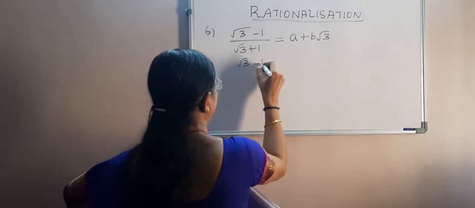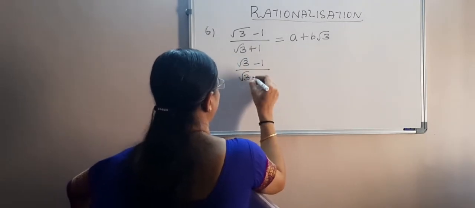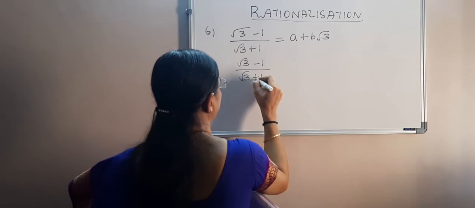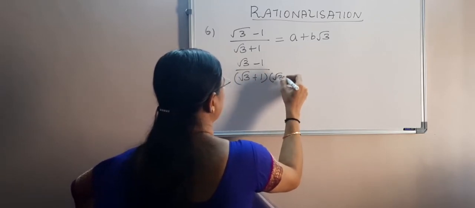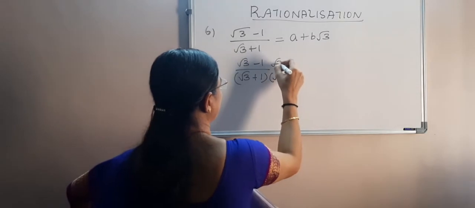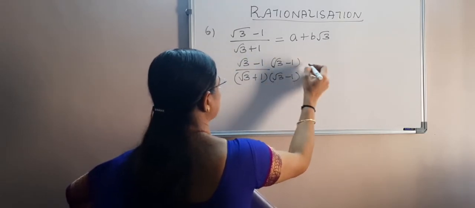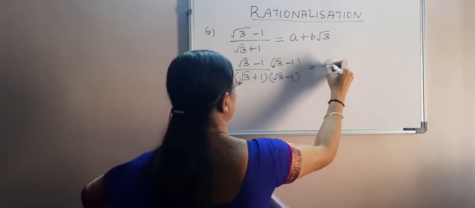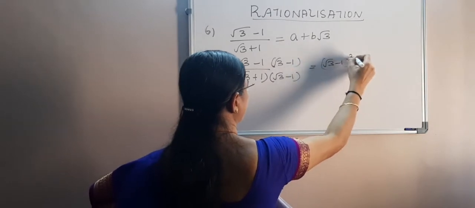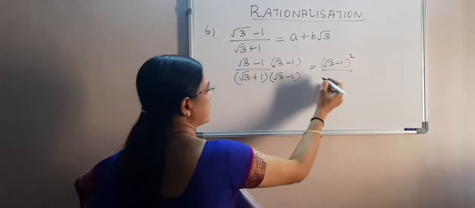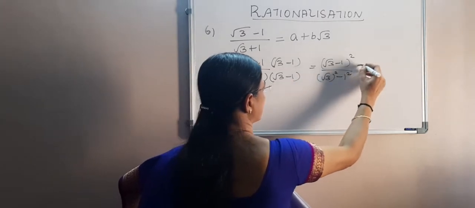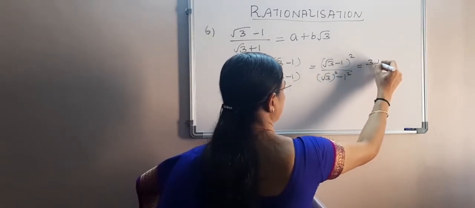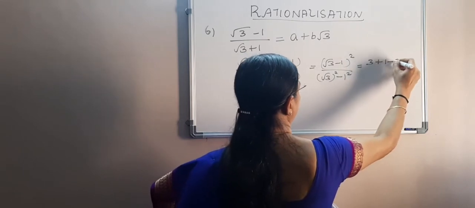Now how to find out the values of a and b? As usual, I rationalize the denominator, root 3 plus 1. So the rationalizing factor will be root 3 minus 1, multiply and divide by it, so that I will get root 3 minus 1 the whole squared in the numerator, and in the denominator a squared minus b squared, that is root 3 whole squared minus 1 squared. So this will be 3 plus 1 minus 2 root 3.